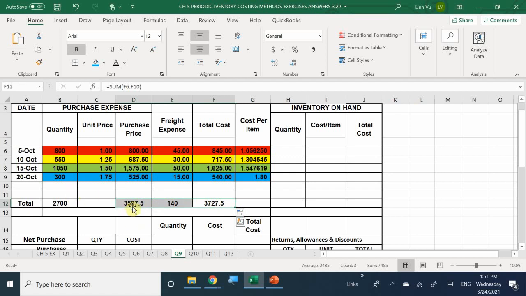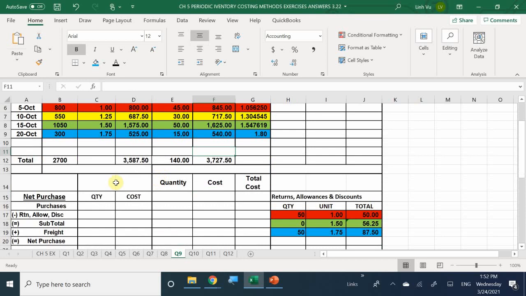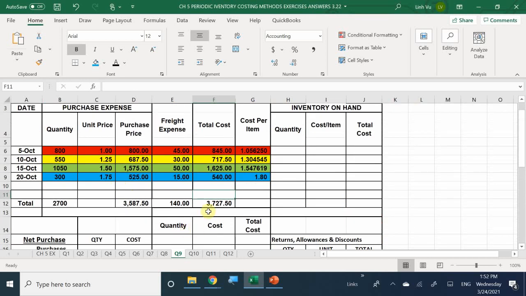Okay, a simple way to do this is you could take your 358,750 plus your 140, instead of actually adding up all these four numbers. That's one way you can look at it too. Oh, no, I wanted dollars. Okay. So 37,2750 should be your answer here. Oh, yeah, I messed up the equation. Okay, I'll give you a second to fix it.